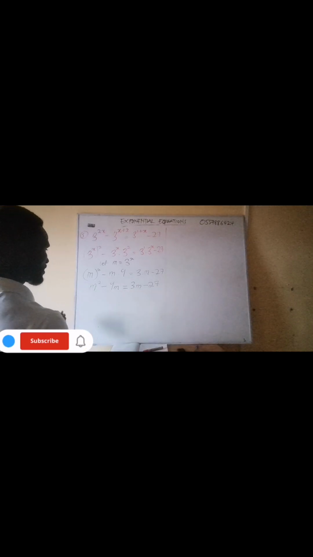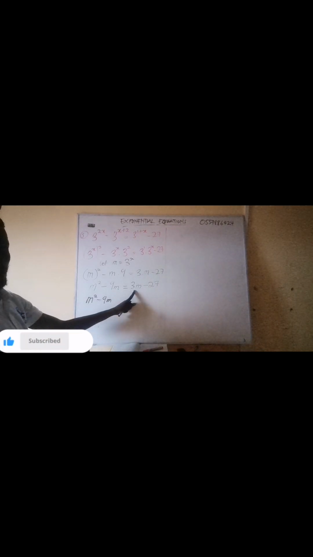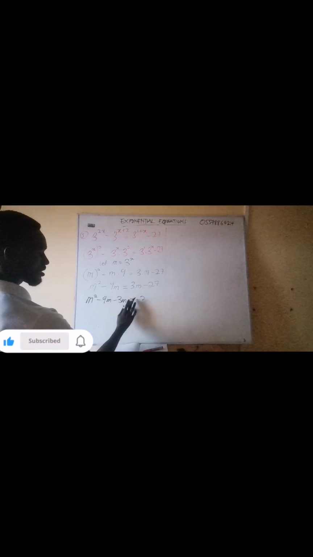Now this one is also looking like a quadratic equation. I have to group all of them to one side of the equation. So I'm going to get m squared minus 9m. This one will cross the equal to sign, so minus 3m plus 27 is equal to 0. Now at this point, I think we can even leave it like that and factorize, because 3 can go into 9 three times. Yes, so we can just move straight away.